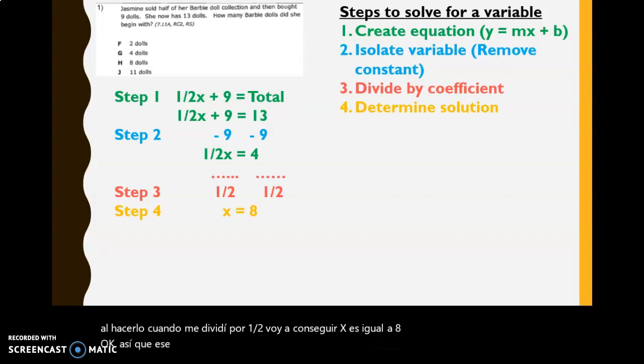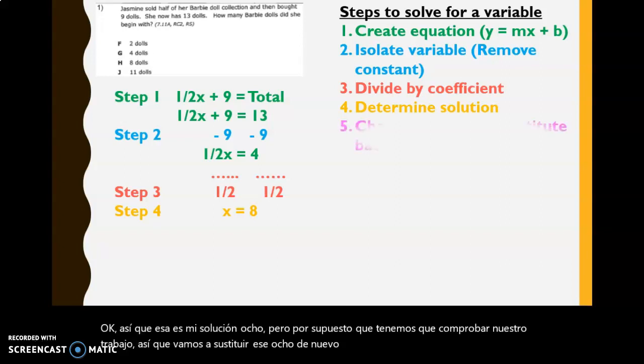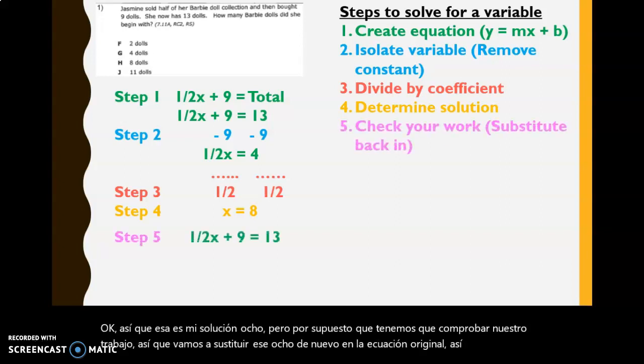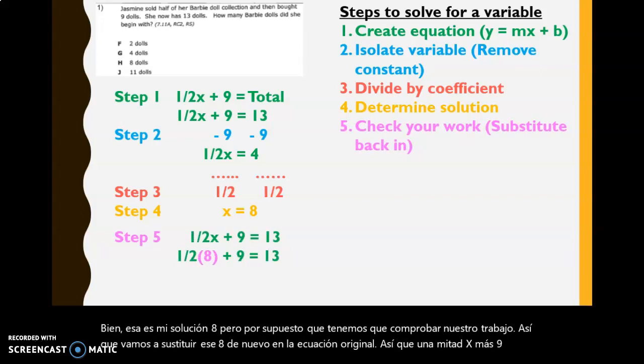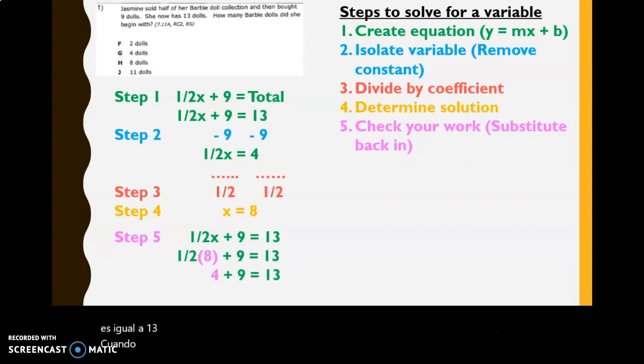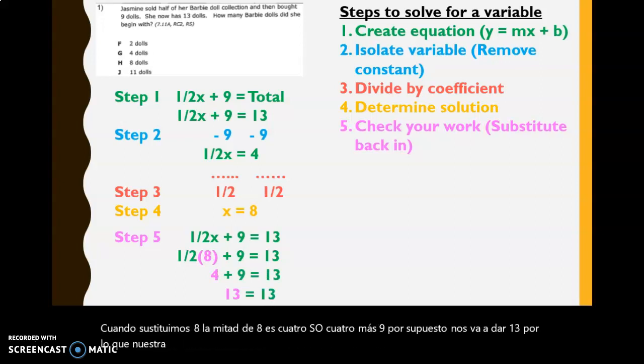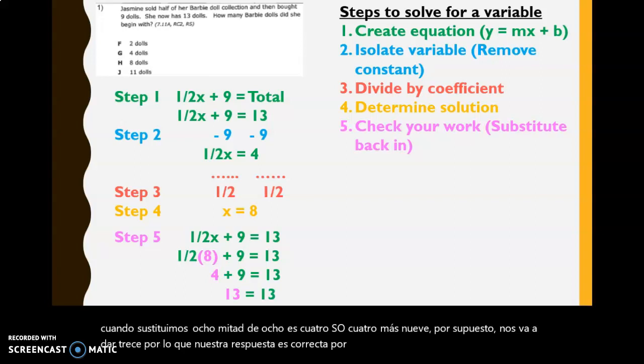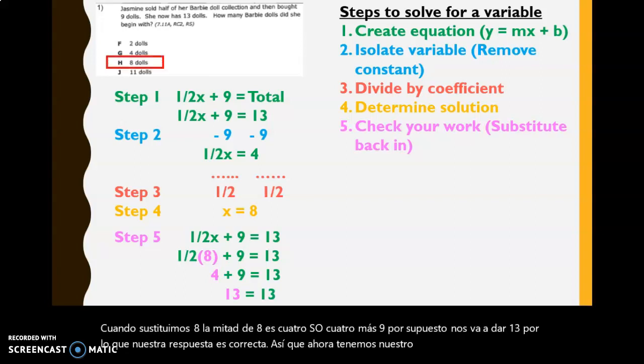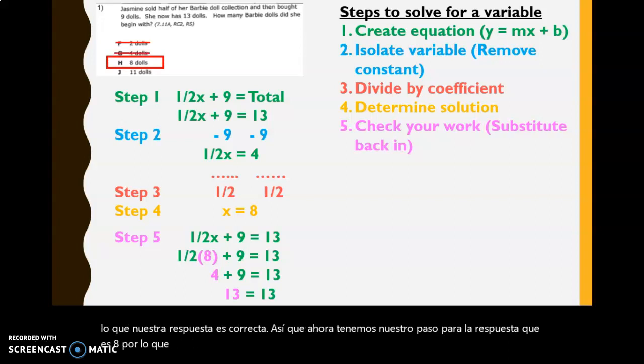But of course we need to check our work, so we're going to substitute that 8 back into the original equation. So 1/2 x plus 9 equals 13. When we substitute 8, half of 8 is 4. So 4 plus 9, of course, is going to give us 13. So our answer is correct. So we now have our step 4 answer, which is 8. So the answer to number 1 is 8. So she had 8 dolls originally.